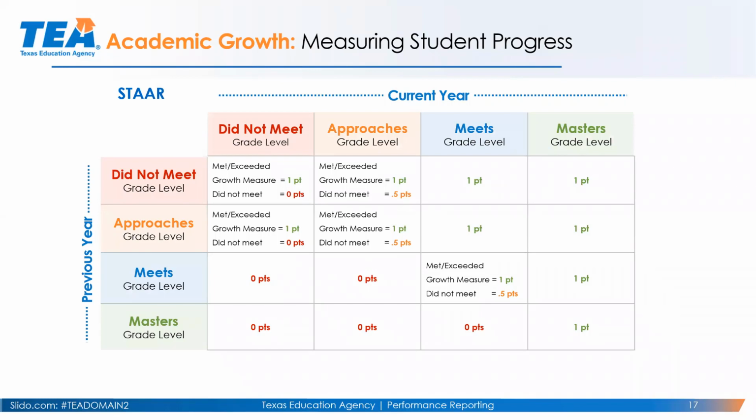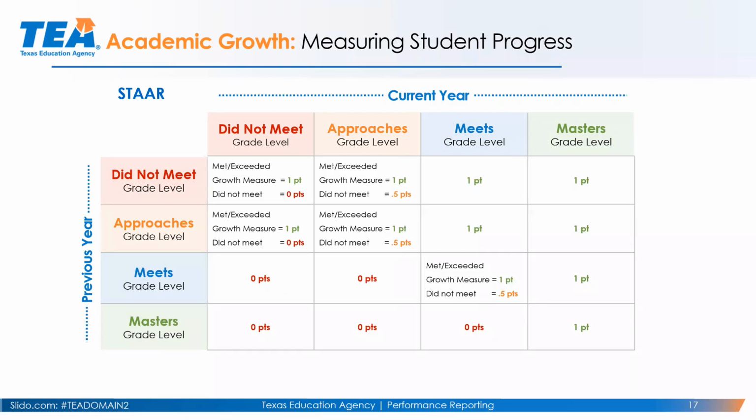So now that we know a little bit more about the STAAR progress measure, the following table shows how districts and campuses earn credit for school progress Part A for results that maintain proficiency or meet the STAAR progress measure growth expectations. Okay, so on the left-hand side of the table are the previous year's STAAR performance levels: did not meet, approaches, meets, and masters. At the top are the current year STAAR performance levels: did not meet, approaches, meets, and masters.